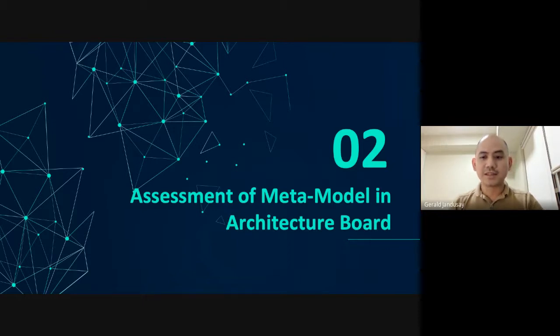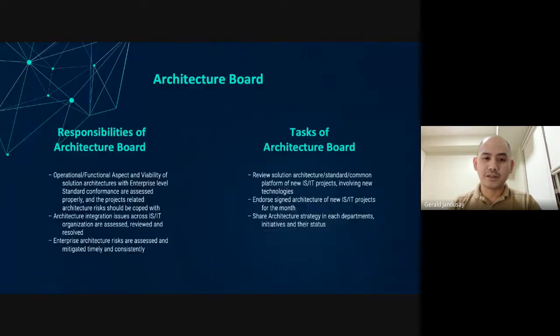During the assessment and architecture review, the role of the architecture board is important because they review the initiation and the related architecture for the IT projects. So we first have to identify the roles, responsibilities and tasks of the architecture board. Basically, this board is a group of people that governs architecture.